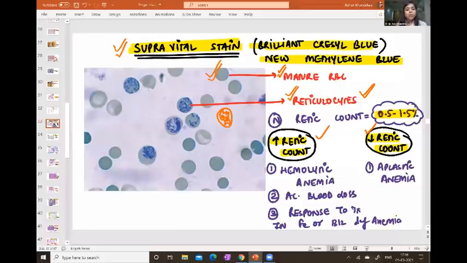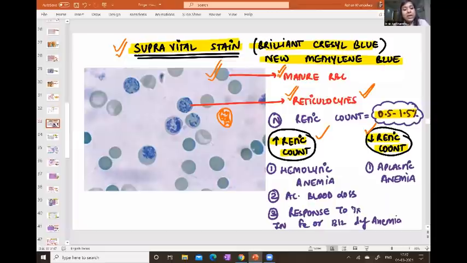In which other conditions can retic be raised? It can be acute blood loss, or as a response to treatment of iron or B12 deficiency anemia. Suppose my patient has iron deficiency anemia and I have put my patient on iron therapy, right? The question they ask you is, what is the first indicator you will check to see whether my patient is responding to treatment or not? It is usually the retic count, because it starts rising in 5 to 7 days. So that's one of the first indicators to increase after iron or B12 therapy. That is what we do in the clinics, right?